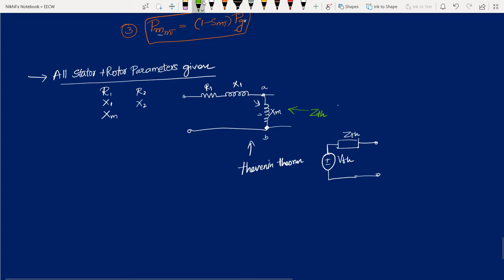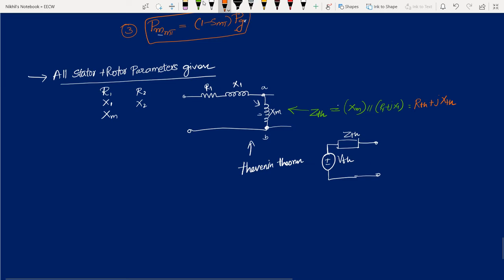Now I will find out what is ZTH. The ZTH will be equal to what? It is equal to XM in parallel with R1 plus jX1, isn't it? Let us say this equals some RTH plus jXTH.